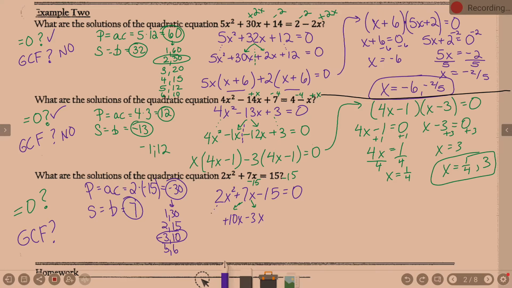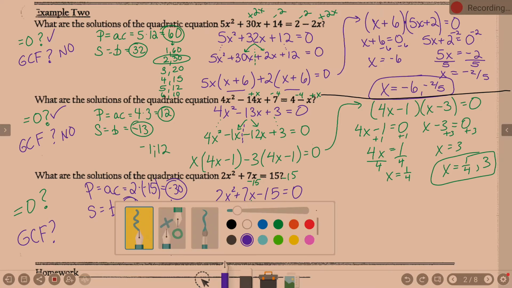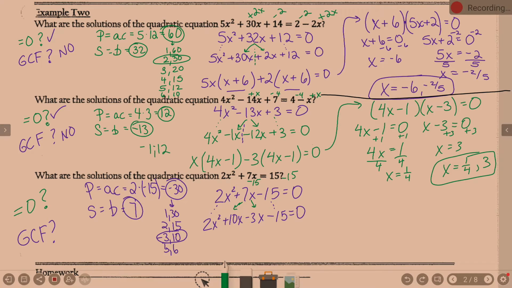I'm going to carry down my 2x squared. I'm going to carry down my minus 15. And showing proper work, you still carry down that equals 0. Four terms? Yes. So we're going to split it in half. After the second term, before the third term.